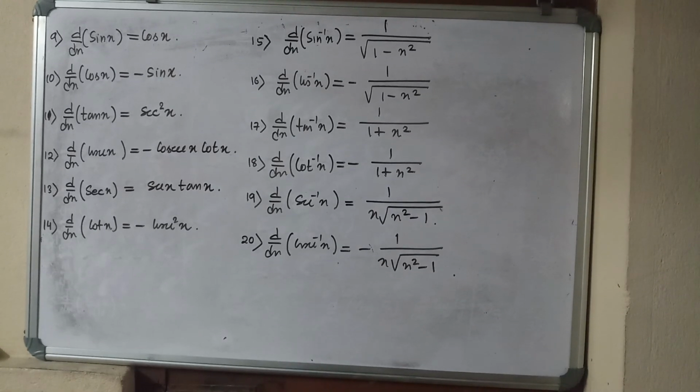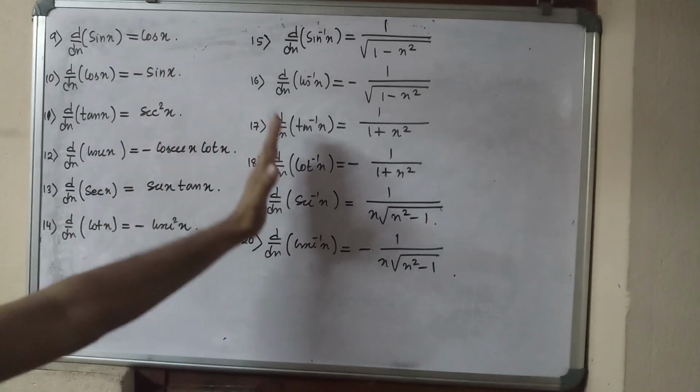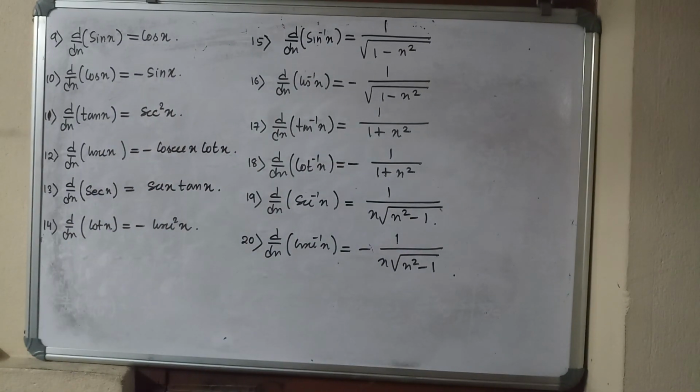Now over here there are 12 formulas, 9 to 20. Now these all formulas are related to trigonometry and inverse trigonometry. The first 6 formulas are related to trigonometrical ratios, and the next 6 formulas are related to the inverse trigonometric functions.